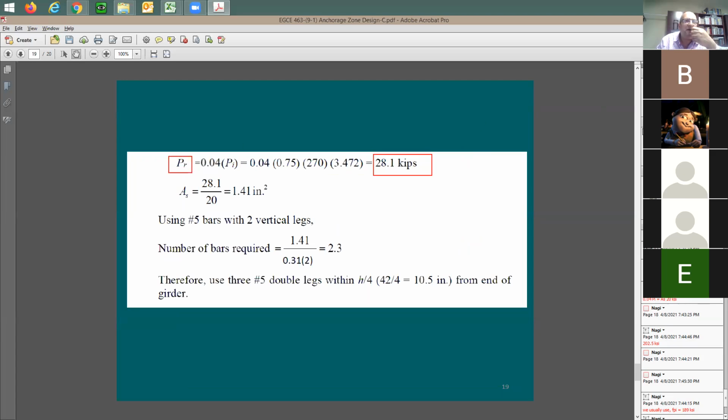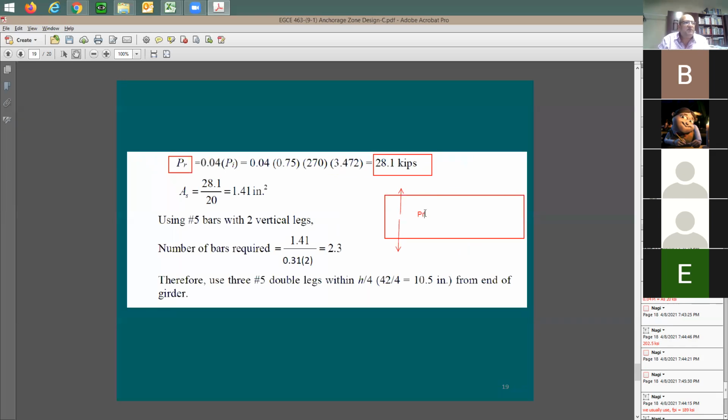So what does it mean by PR? If this is going to be your beam, and this is going to be the end block, this is going to be the force, this is going to be pulling these stirrups up. So we're going to say this is going to be FPR. So we're going to write it next to it.